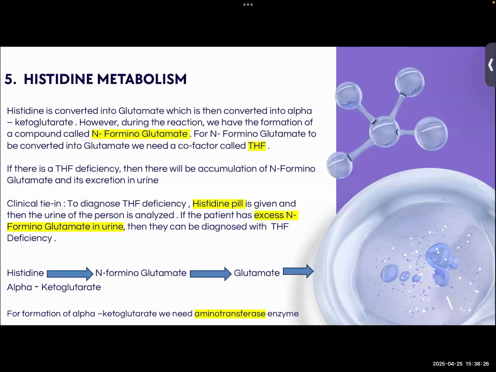So we're done with 4 pathways. We have one last pathway left, which is the histidine metabolism pathway. This is probably the most annoying one, but just stay with me. We're almost done.